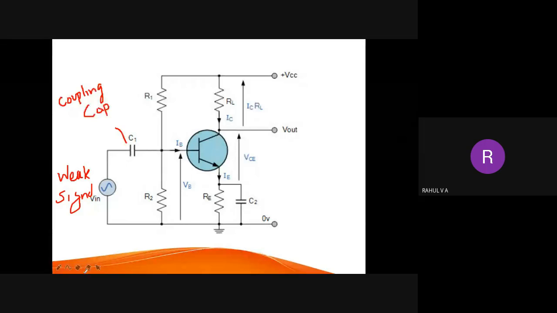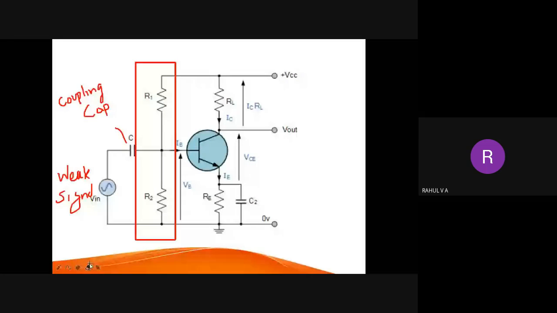And then we have two resistors, R1 and R2. We can call it a voltage divider circuit, or potential divider. So what we are going to do is analyze the circuit of the common emitter amplifier. This is the circuit of the common emitter amplifier. Now we are going to learn what components are available in this voltage divider circuit.